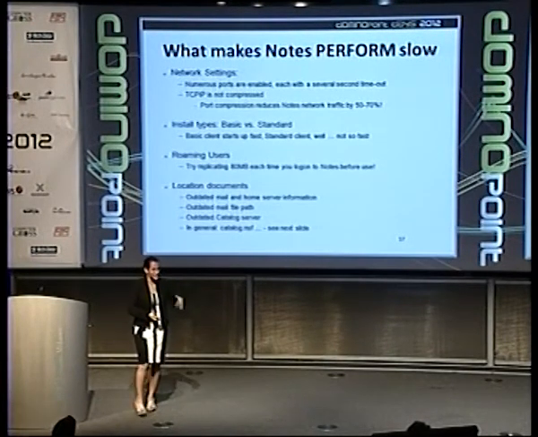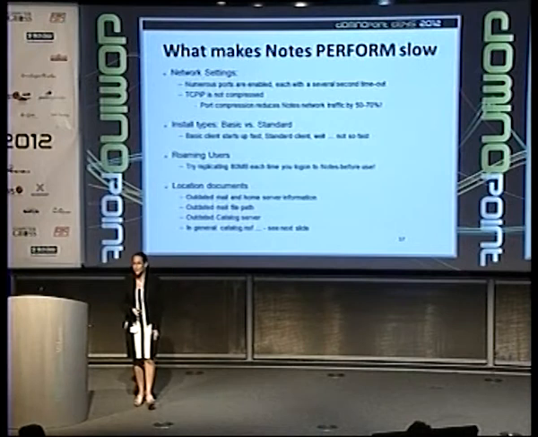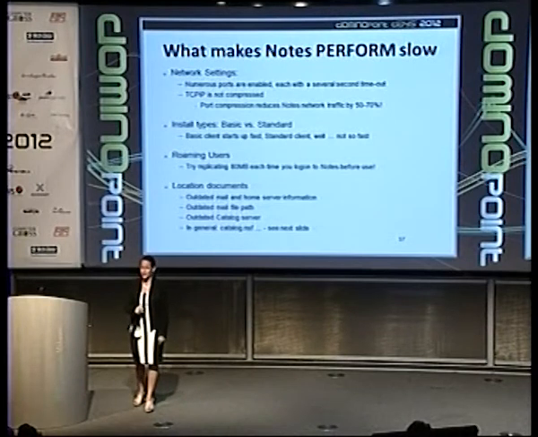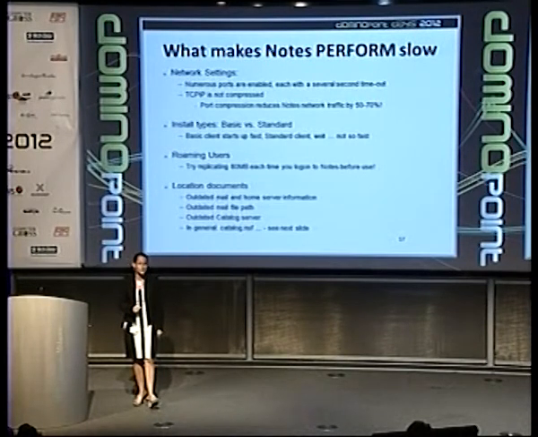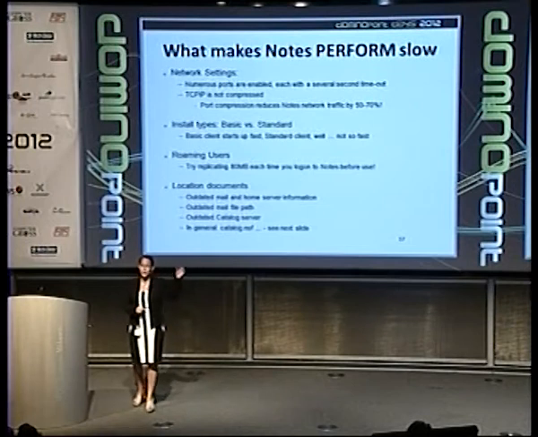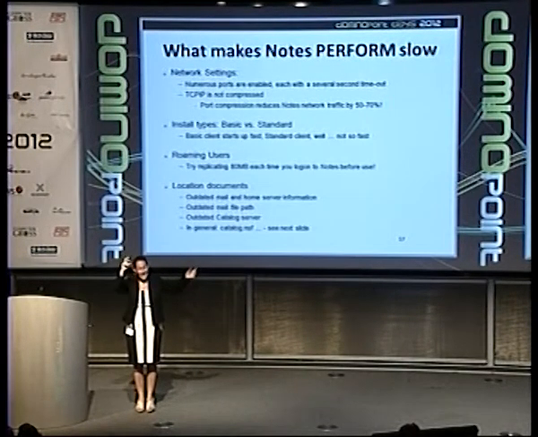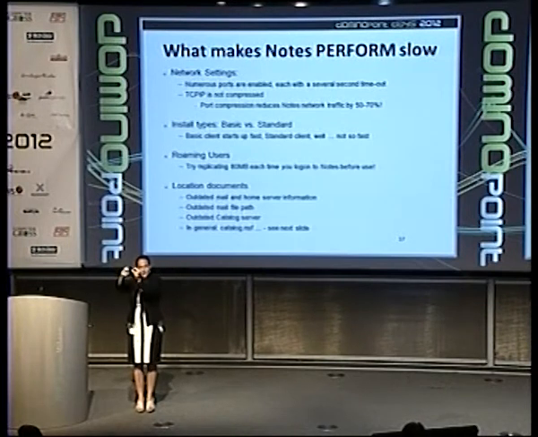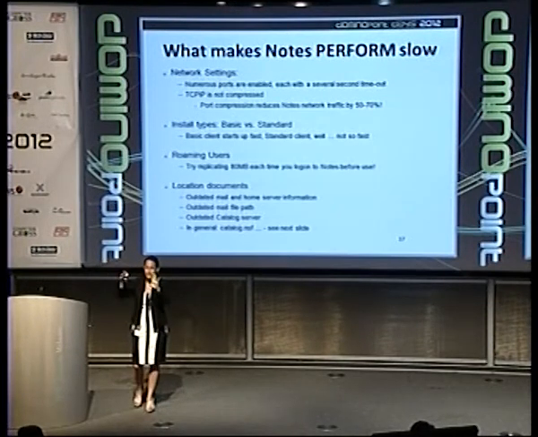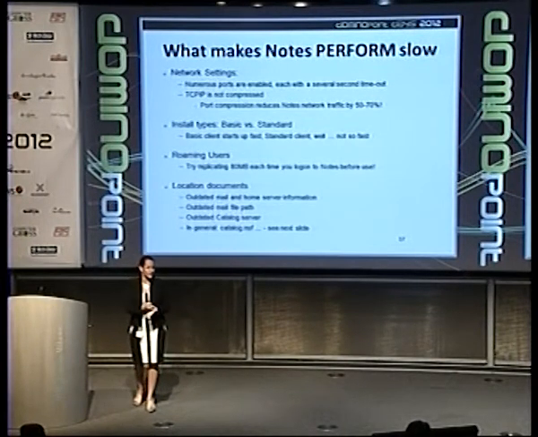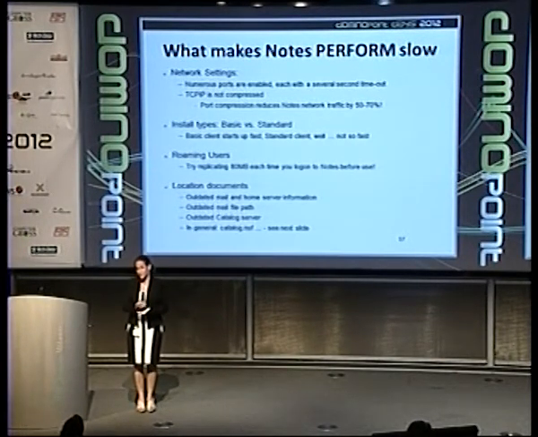Network settings, we just talked about that. TCP/IP compression, is anybody doing that? It's really great. It's been around since version 6. I highly recommend you use TCP/IP port compression. It only works if you have both the ports of your Domino server and the client, or the Domino server and the Domino server. If you have all that compressed, the TCP/IP traffic, it will give you a faster performance by anywhere 50 to 70%.